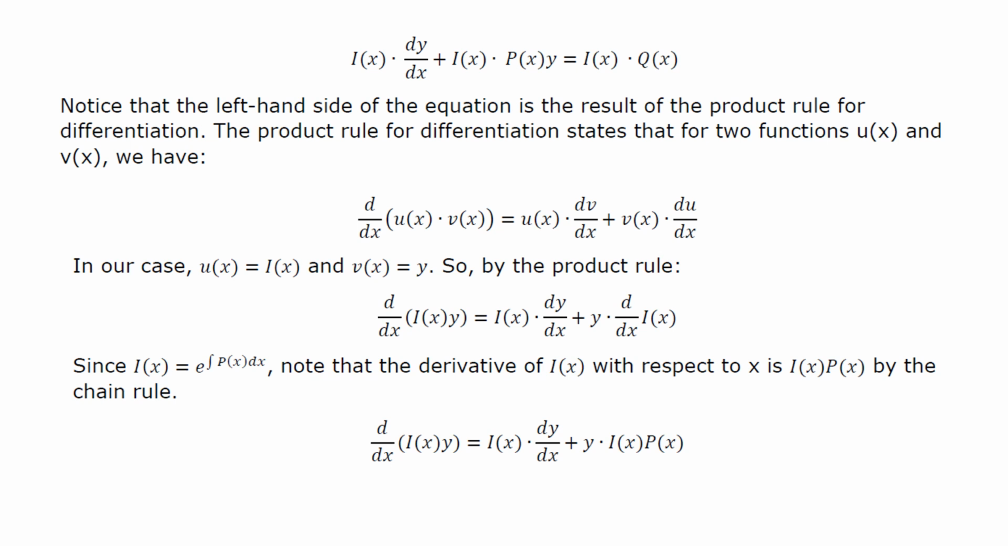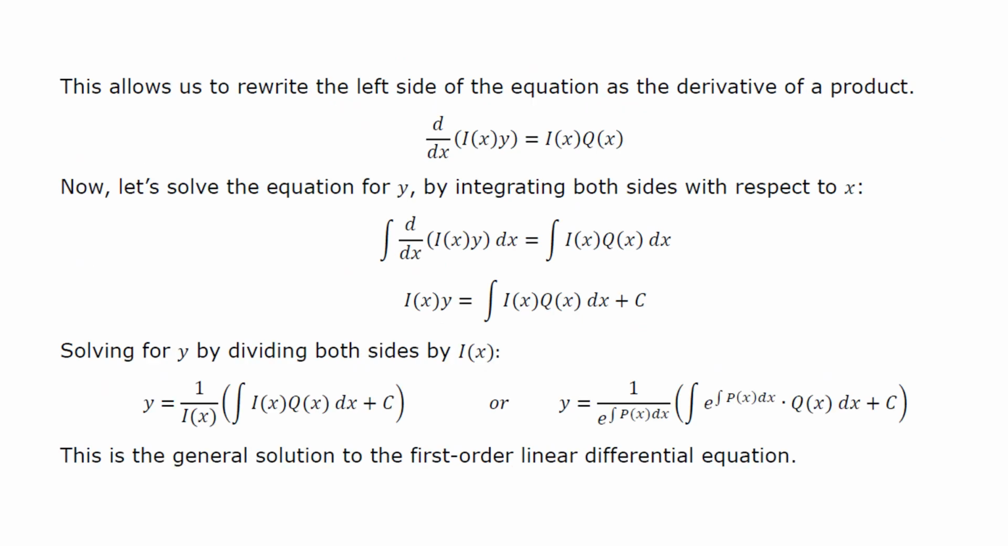Since we know the integrating factor, note that the derivative of I of x with respect to x is I of x times p of x by the chain rule. So the derivative of I of x times y over dx is going to equal I of x times dy over dx plus y times I of x times p of x. This allows us to rewrite the left side of the equation as the derivative of a product. So we can simplify the equation to the derivative of I of x times y equals I of x times q of x.